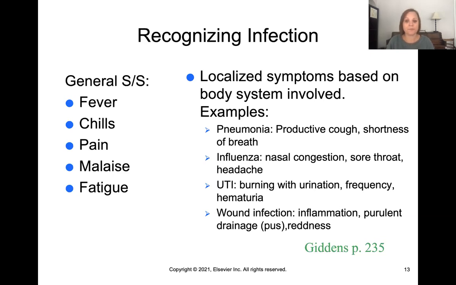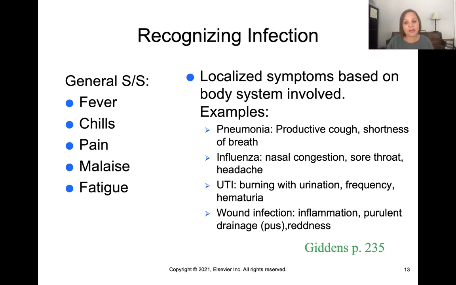For example, pneumonia, we know, is an infection of the lungs. So we're going to have respiratory involvement. We're going to have things like a productive cough, meaning you're coughing up gross sputum. And you might have shortness of breath. If you have the flu, you're going to have things like nasal congestion, sore throat, and headache. Remember, influenza is not the same as the stomach flu. So when we're talking about the flu, the real flu, we're talking about influenza.